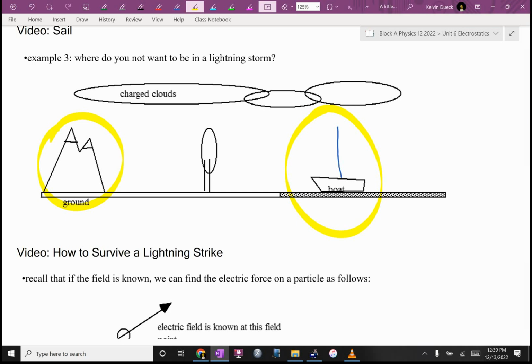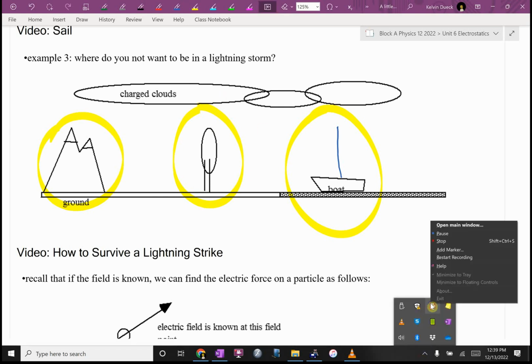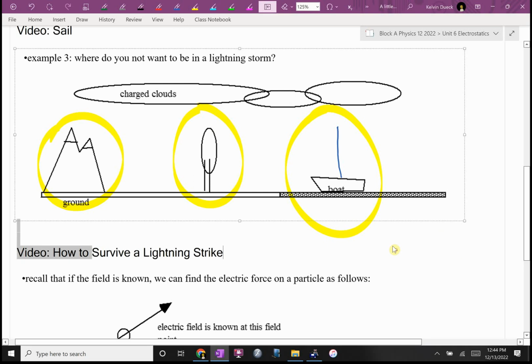Why? Same thing. The tree is able to make this gap shorter. Lightning will hit the tree, but then the current will go down the tree and arc into you or go through the ground. So those are all bad places to be during a lightning storm. How do you survive a lightning strike then? It's a good question. Pause the video.